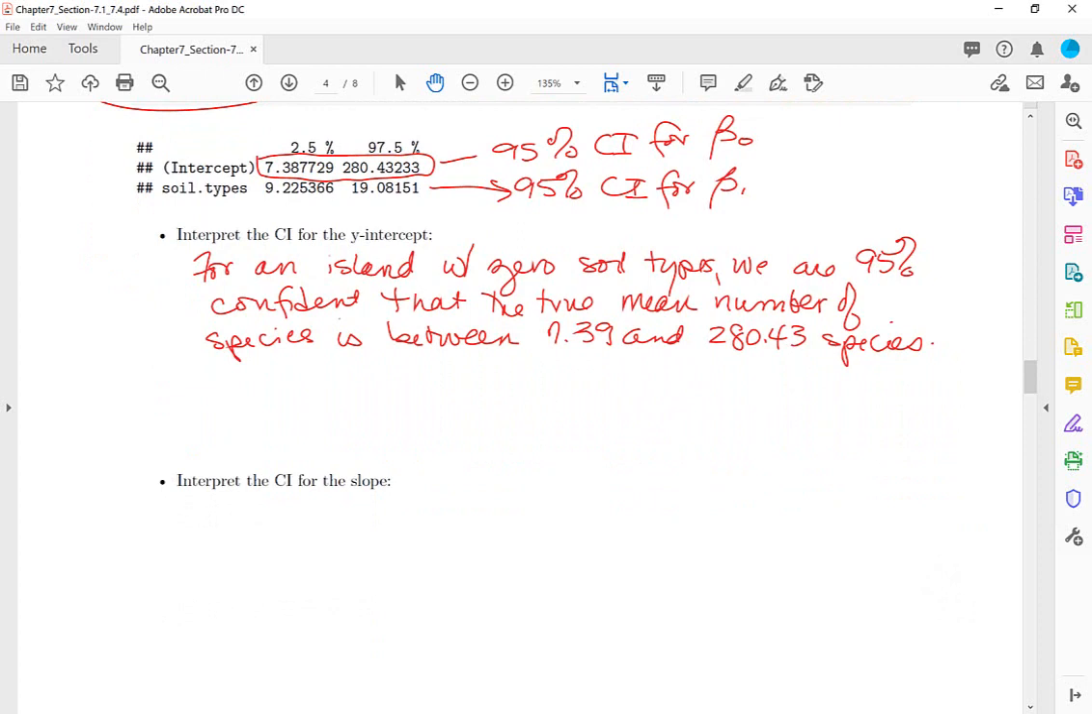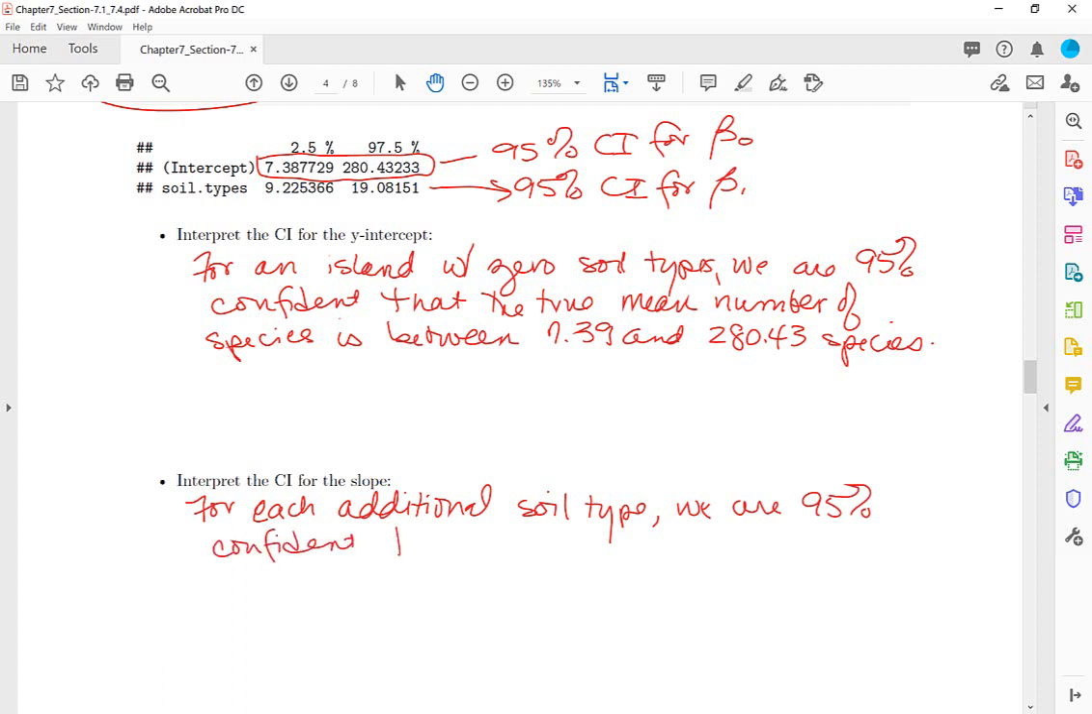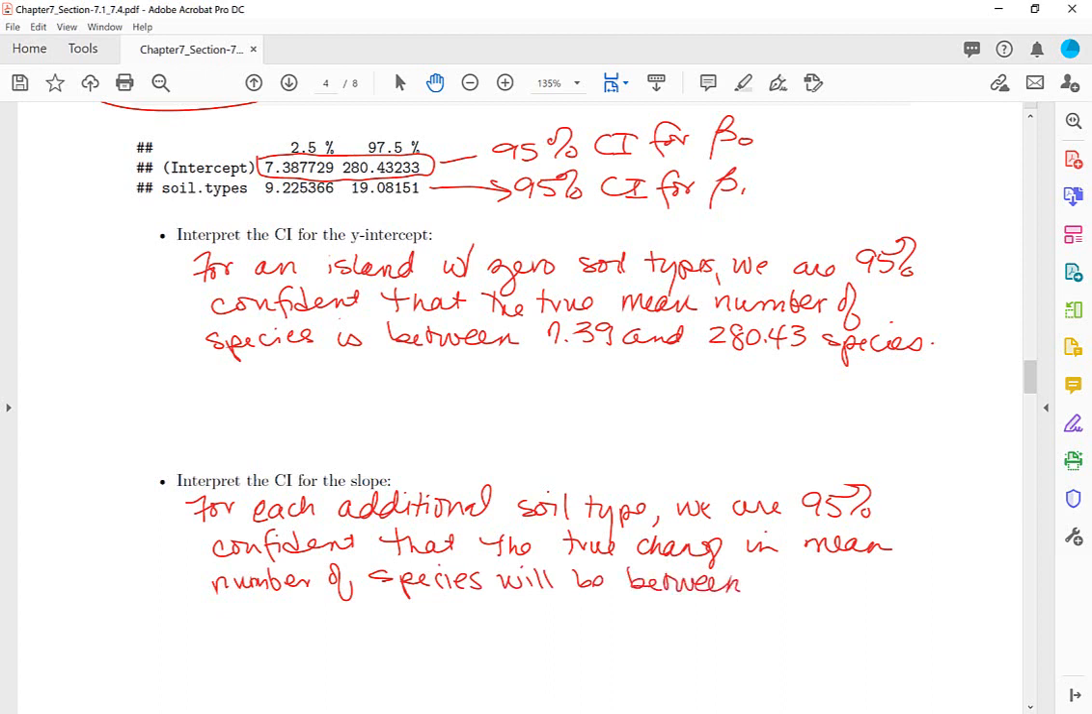To interpret the confidence interval for slope, for each additional soil type, we are 95% confident that the true change in mean number of species will be between 9.23 and 19.08 species.